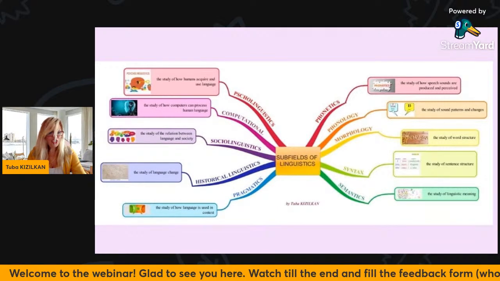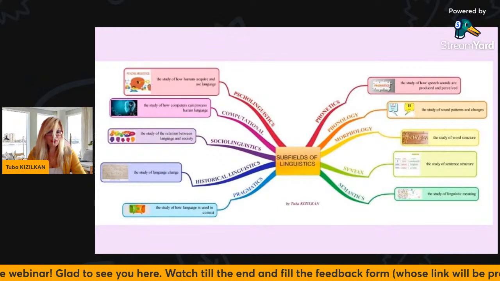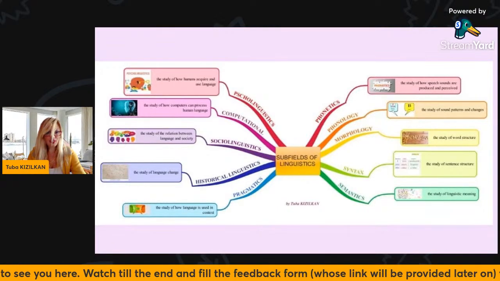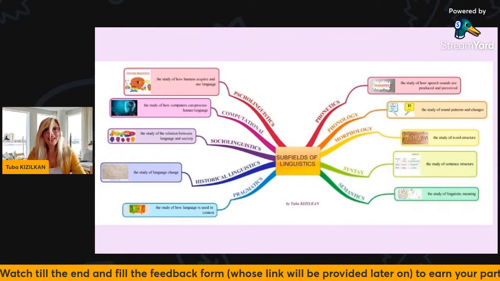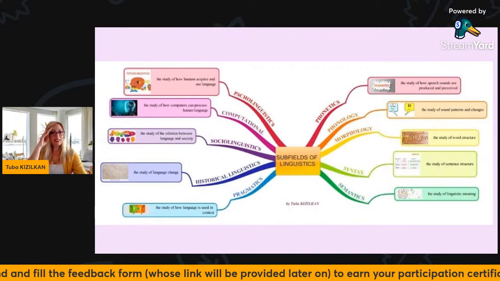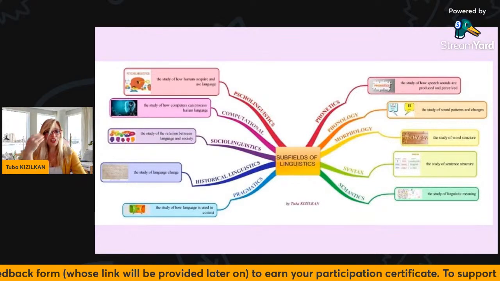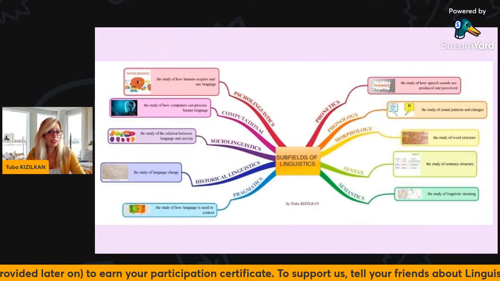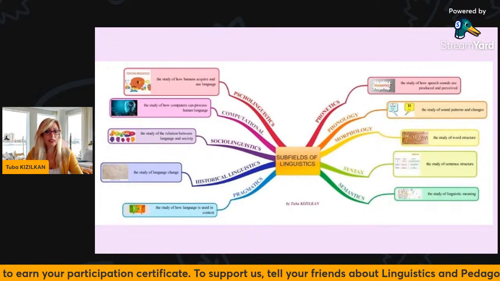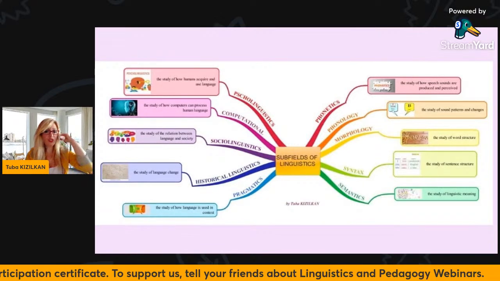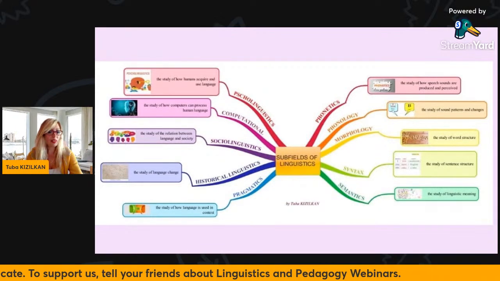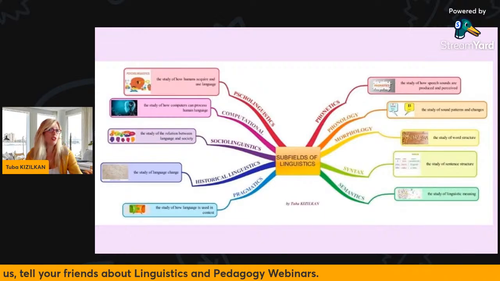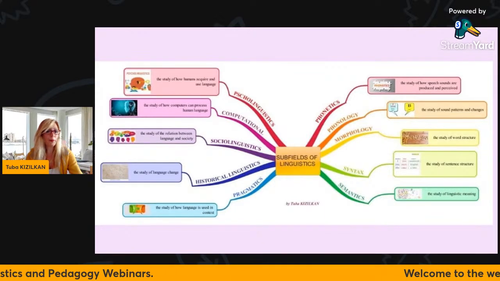And in addition to these subfields, there are a number of other subfields that cross-cut them. For example, historical linguistics, the study of how languages change over time, addressing such questions as why modern English is different from Old English and Middle English, or what it means to say that English and German are more closely related to each other than English and French, just like I mentioned a couple of minutes ago.